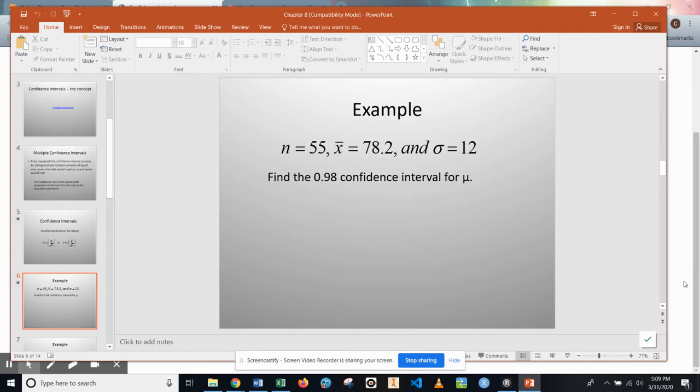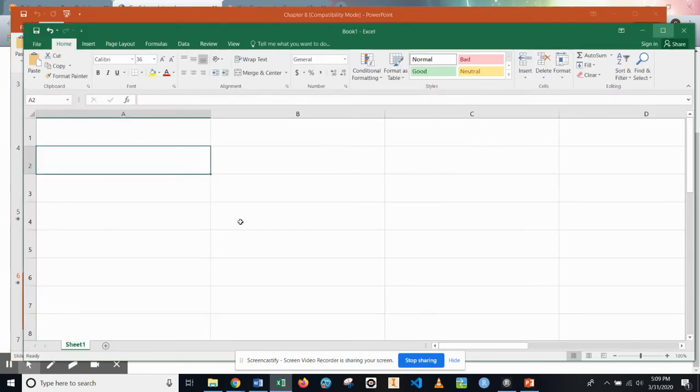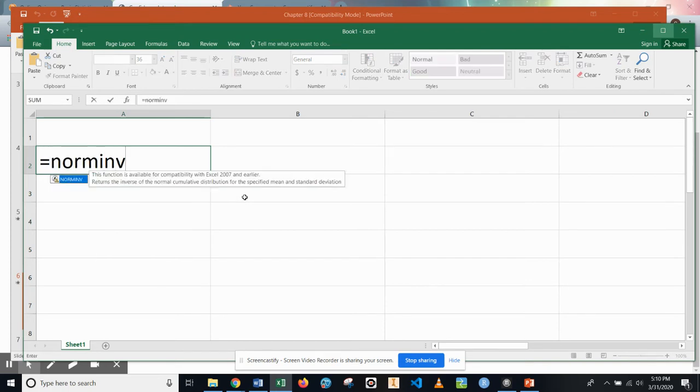So I'll take you to Excel, and we're going to talk about 98%. I need a z-score. To get that, I do a norm inverse. Now, if you remember norm inverse, you put the percent to the left of your value first, and then your mean and your standard deviation. Since this is a z-score, the mean is 0, the standard deviation is 1.